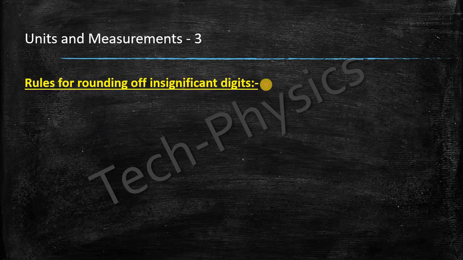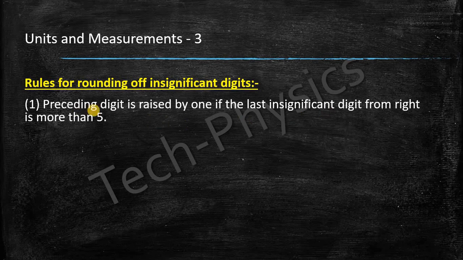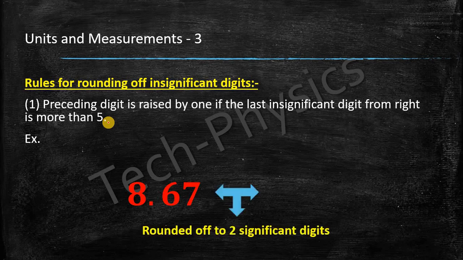Rules for rounding off insignificant digits. The first rule is: the preceding digit is raised by 1 if the last insignificant digit from the right is more than 5. For example, let us say I have the number 8.67, and I have to round it off up to 2 significant digits, so up to here only. What should I do now? From the right, the last insignificant digit is 7, and I have to drop the 7.